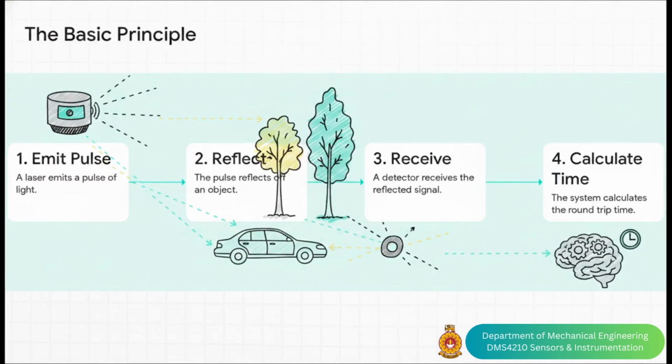The process itself is brilliantly simple when you boil it down. Step 1, the sensor fires off a laser pulse. Step 2, that pulse travels through the air, hits something, a tree, another car, whatever, and it bounces back. Step 3, a detector back in the sensor catches that little reflection. And finally, step 4, the system's brain calculates exactly how long that whole round trip took.